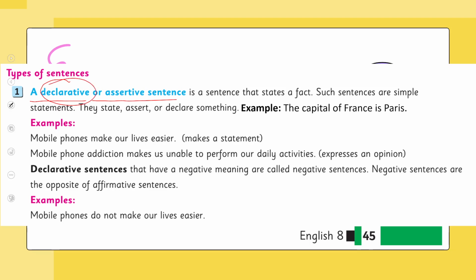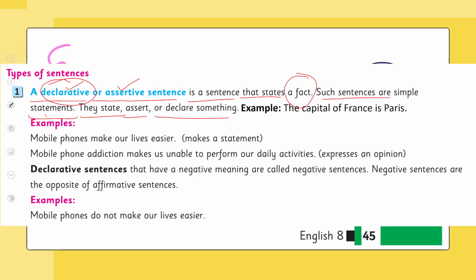Now for a declarative sentence, you know that it is for declaring something, and an assertive sentence is when you are asserting a strong opinion and you're asserting your idea or your opinion. So a declarative or assertive sentence is a sentence that states a fact. Such sentences are simple statements. So when we are making statements, we are actually using the declarative or assertive sentence. What they do is that they state, assert or declare something.